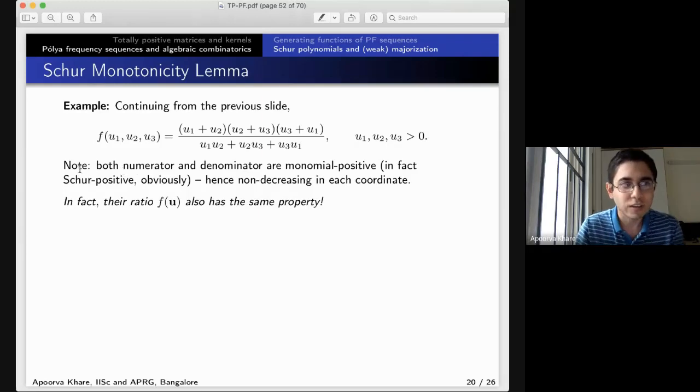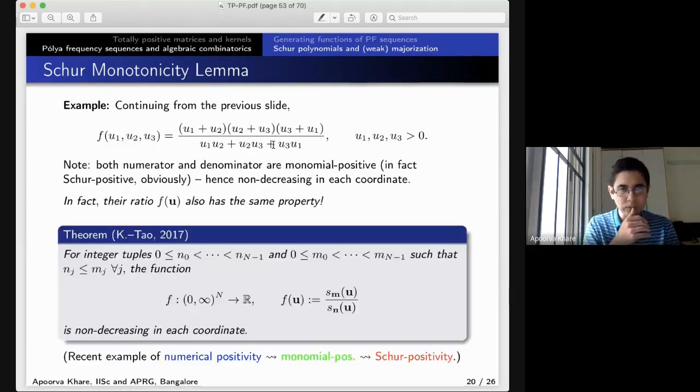That's the remarkable property. So continuing from the previous slide, if you look at the numerator separately and the denominator separately, then both of them are monomial positive, Schur positive, and hence non-decreasing, but the ratio also is. And that sounds remarkable. This is not divisible by the denominator. There is no reason a priori to believe this. But anyway, this is true, and it is true in complete generality.